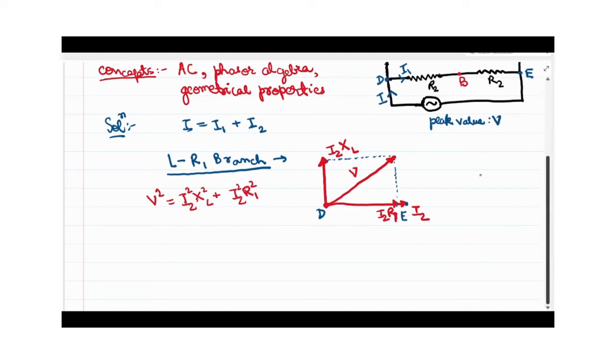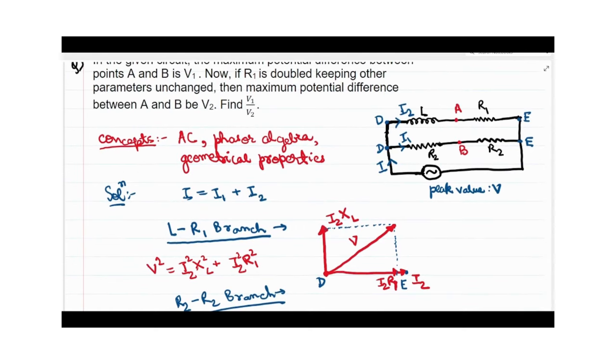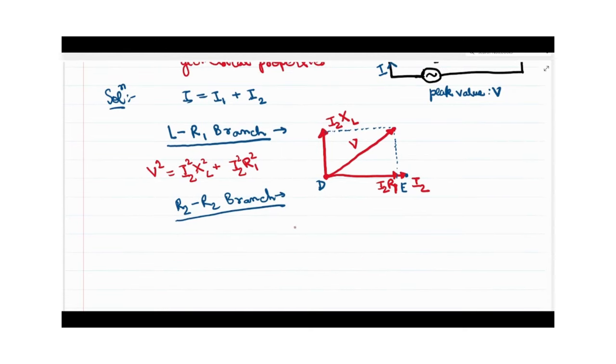Okay, so let us make the phasor for the other branch, which is the R2 C branch, right? What is the reference phasor here, which is common to both R2 and C, the circuit components? Obviously, the current phasor I1 is common to both. So now let us take I1 as the reference phasor. If I1 is the reference phasor, we can again write these two points as D and E.